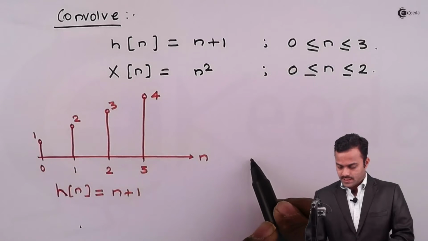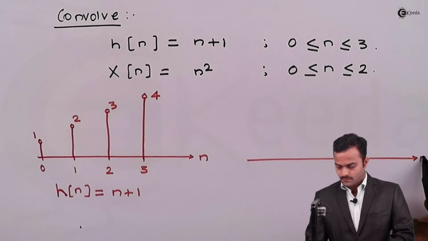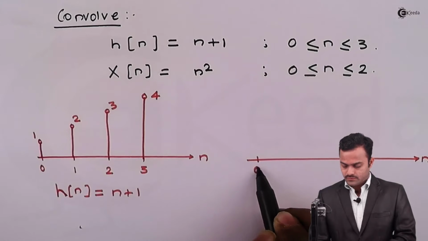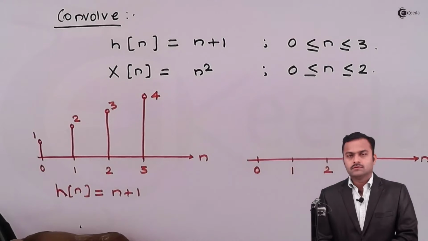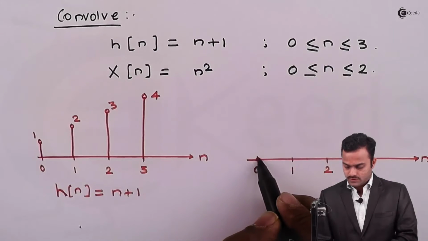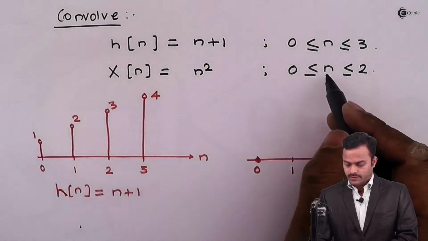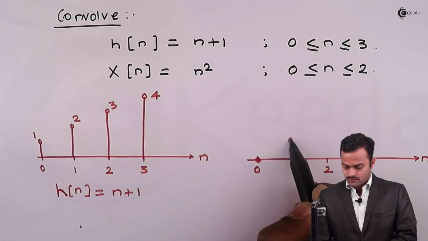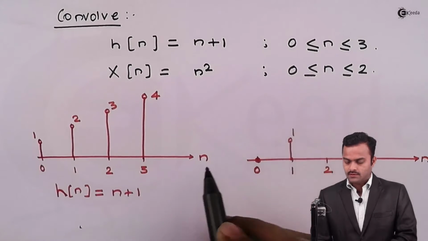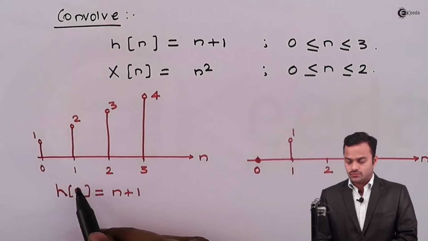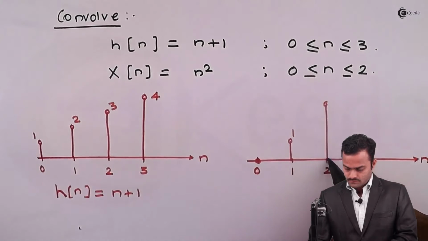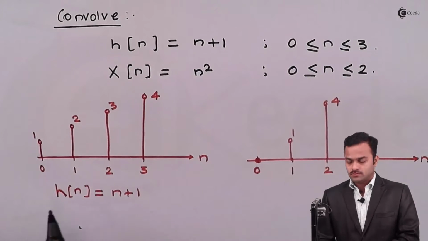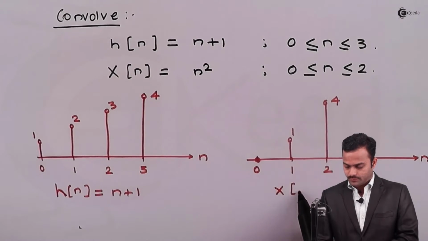And x of n is n square, and that exists from n equal to 0 to 2. So for n equal to 0, it is 0 square, which is 0. For n equal to 1, it is 1 square, which is 1 only. And for n equal to 2, it is 2 square, which is 4. So such a simple signal x of n we obtain, which is nothing but n square.